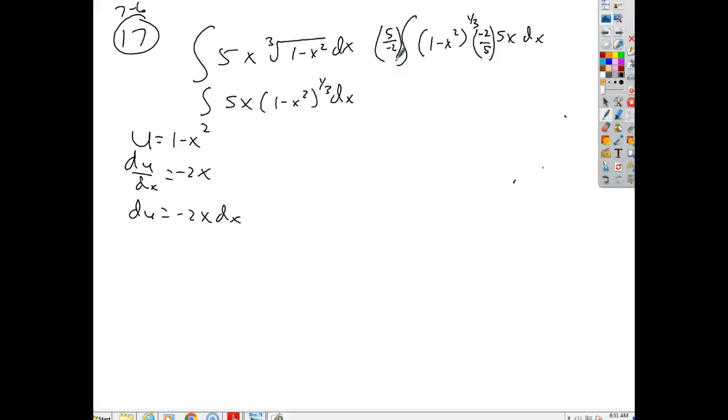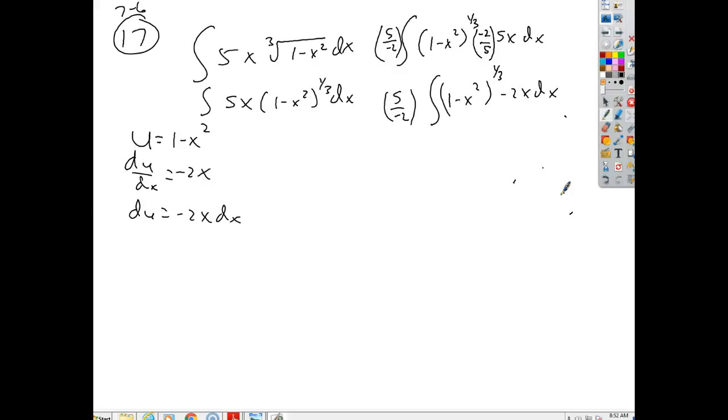So that's the process we've been playing with. So I have 5 over negative 2. Now I'm going to reintegrate. So everything's in terms of u. So actually, I haven't done that yet. So let me turn everything in terms of u. Negative 2x dx, right? So far, so good? Okay.